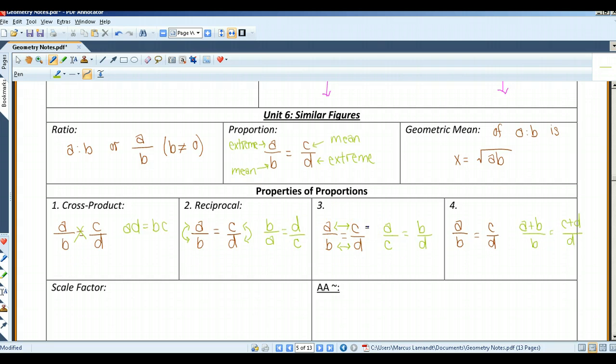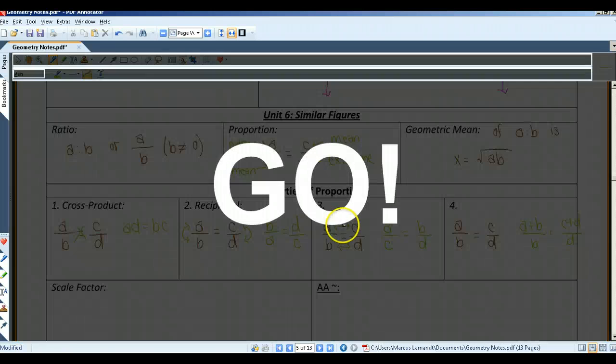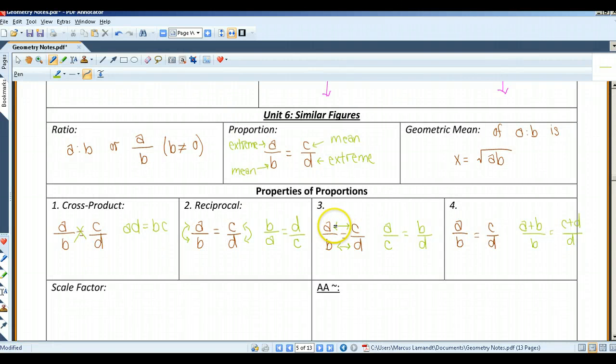Also, if you interchange the means of a proportion, then you form another true proportion. So in this case, if you go across like this, A over C equals B over D, this is another true proportion. And then finally, in a proportion, if you add the value of each ratio's denominator to its numerator, then you form another true proportion. So A plus B over B equals C plus D over D.